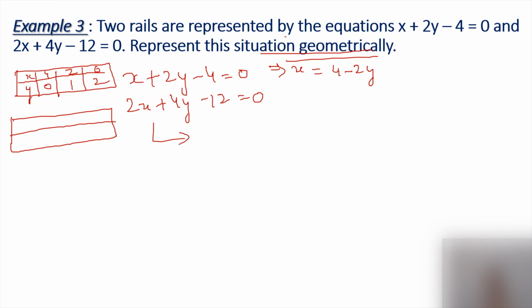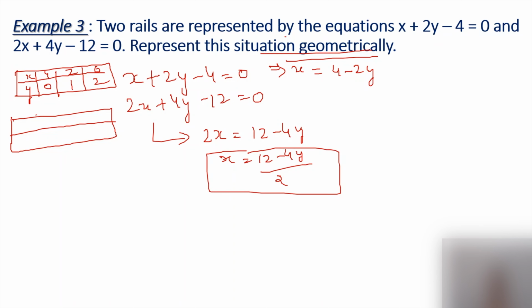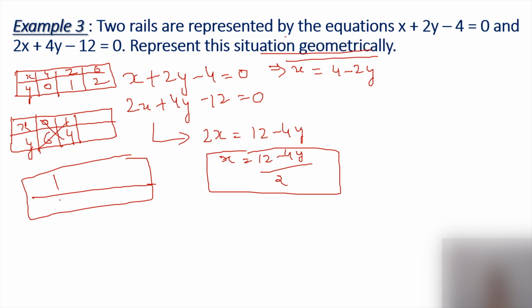Now from this equation also we can find the value of x. 2x is equal to 12 minus 4y, and x is equal to 12 minus 4y by 2. Now put any value of y. Let us consider y is equal to 0, then it will be 12 upon 2, that is 6 only. And if we put y is equal to 1, 12 minus 4, that is 8 by 2, that is equal to 4. I think I'm writing wrong. I'm putting the value of y and writing the values of x.